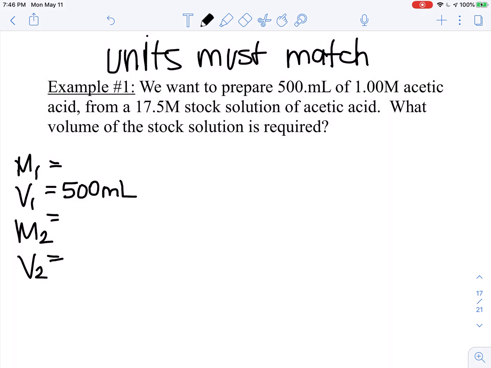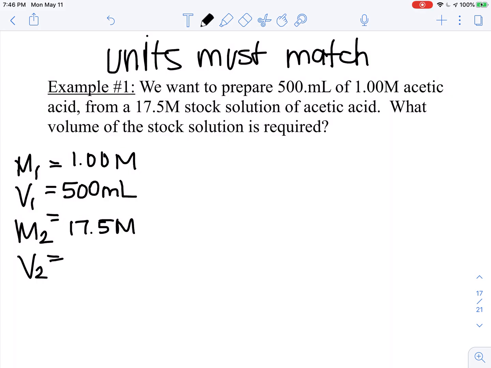We want to prepare 500 milliliters of a 1 molar, so 1 is the molarity, and that capital M, you use the word molar like your tooth. That's how you would read it aloud. So we want to prepare 500 milliliters of 1 molar acetic acid from a 17.5 molar, so that's my second molarity, solution. A stock solution is just a solution that you're starting with of acetic acid.